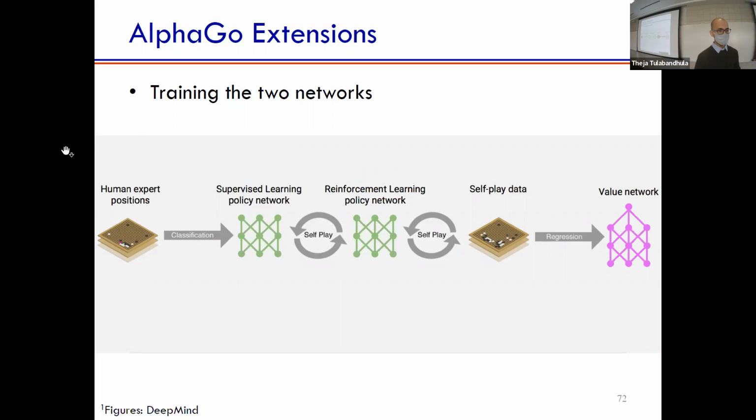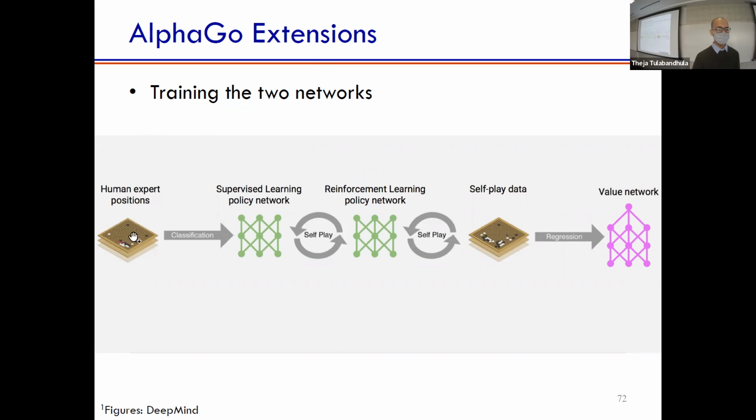So how is that? We'll look at historical data. This is completely offline, not related to the game, so this is before the game, before the AlphaGo event, for example. We look at human expert positions. So we know what the board state is and where the human put the next stone.